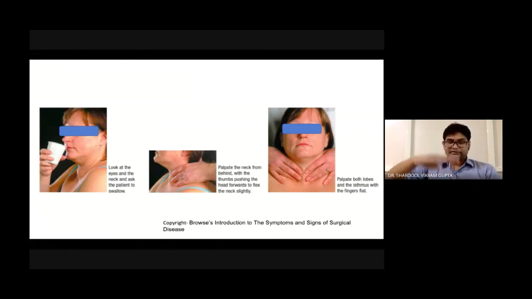Suppose my patient is standing here, I go behind the patient and with my four fingers I palpate the swelling, and then I fix my thumbs on the occiput of the patient like this, and then palpate with my four fingers like this. So this is the standard method of examination.